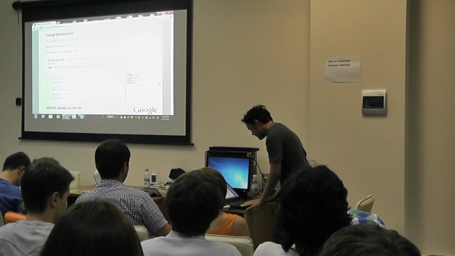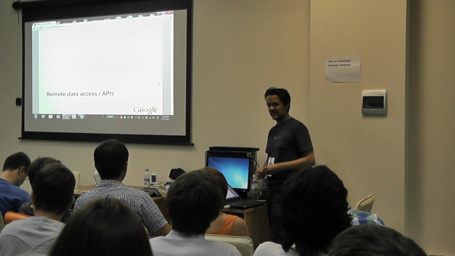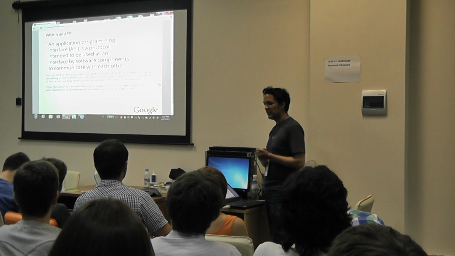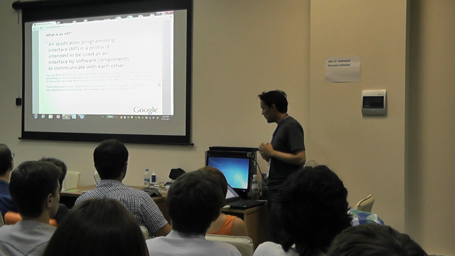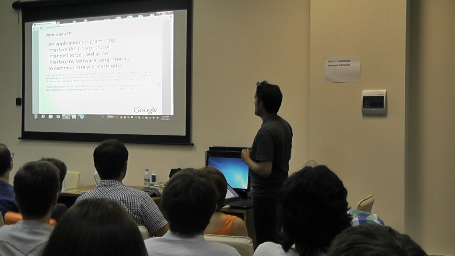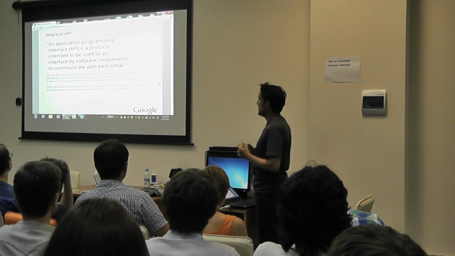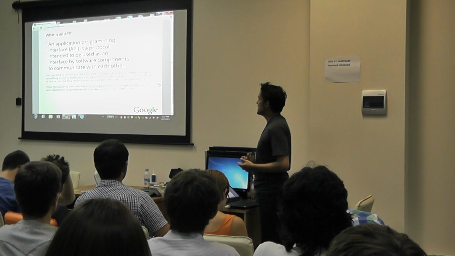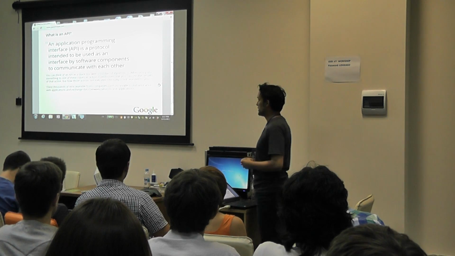Cool. So that leads us on to remote data access and APIs, which is a riveting subject. So first of all, what on earth is an API? Once again, a nice quote here. An application programming interface, or an API, is simply a protocol intended to be used as an interface by software components to communicate with each other.